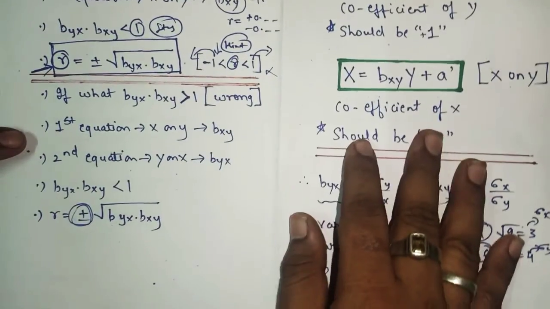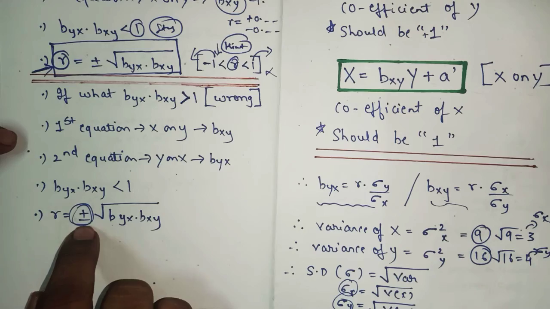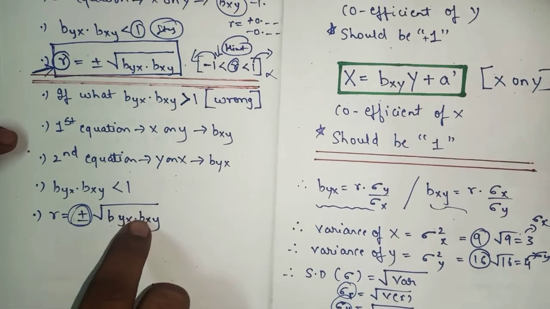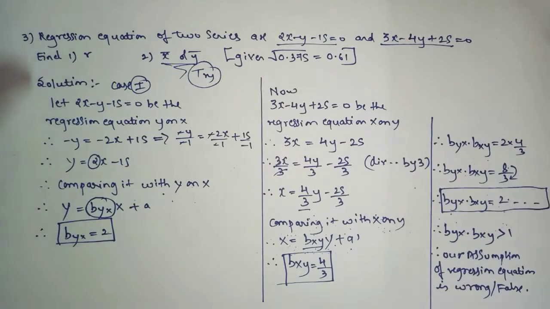And we know that whenever we have to find the value of r, the answer will be either positive or negative. It all depends on these two values. If both are positive, then r is positive. If both are negative, then r is negative. So I hope you all understood all three types, yes or no? Type number 1, type number 2, type number 3.